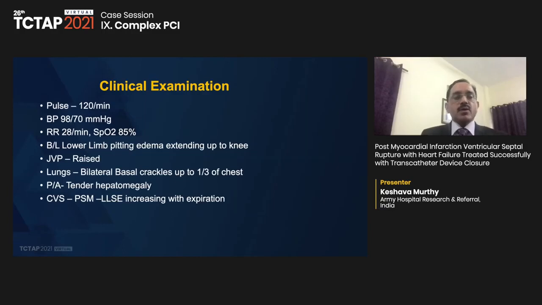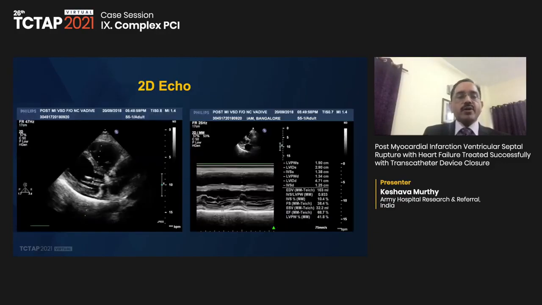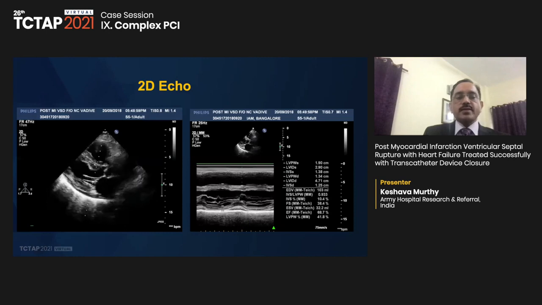At this time, on examination, he had tachycardia, tachypnea, hypoxemia, bilateral pedal edema, JVP was raised, he had bibasal crackles, tender hepatomegaly, and pansystolic murmur at the left sternal edge. Based on these clinical findings, a diagnosis of congestive cardiac failure with a possibility of post-MI ventricular septal rupture was made. Echocardiography showed normal LV function, RA and RV were dilated.